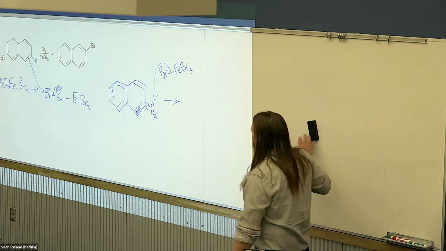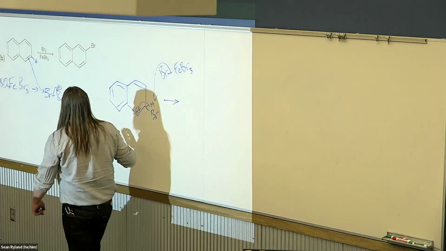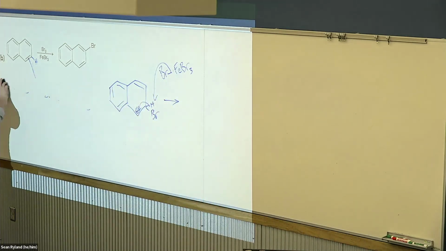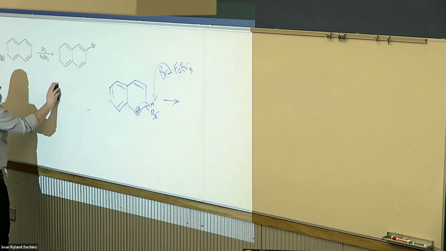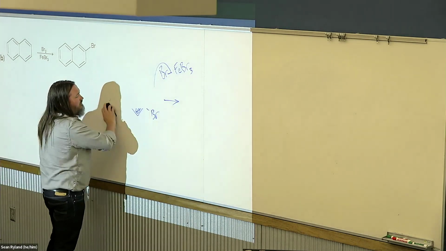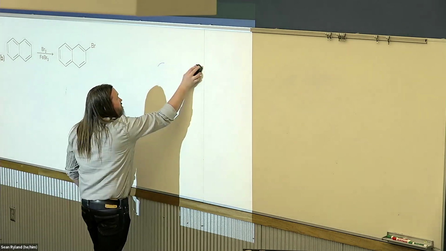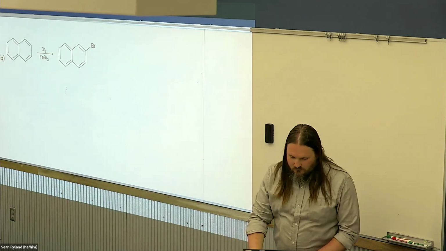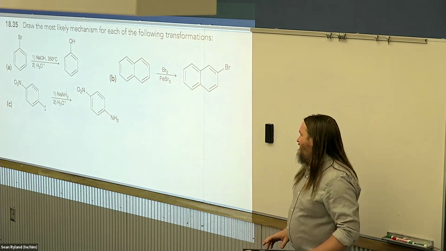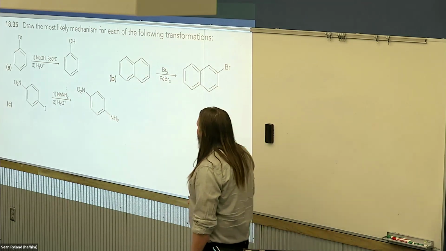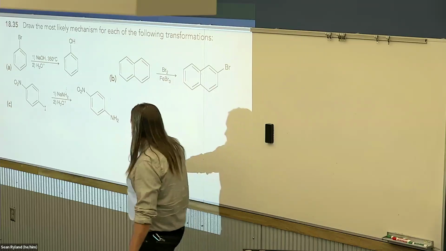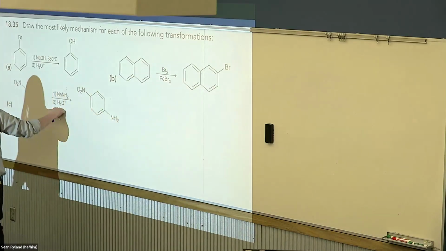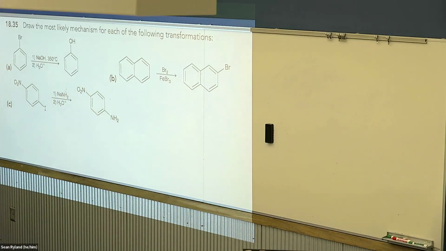All right. Questions on this one? We beat this mechanism to death, I think. So this one shouldn't be too tricky. Two options for the same mechanism. All right, so last one. Electron withdrawing group in the para position. Nucleophilic aromatic substitution.